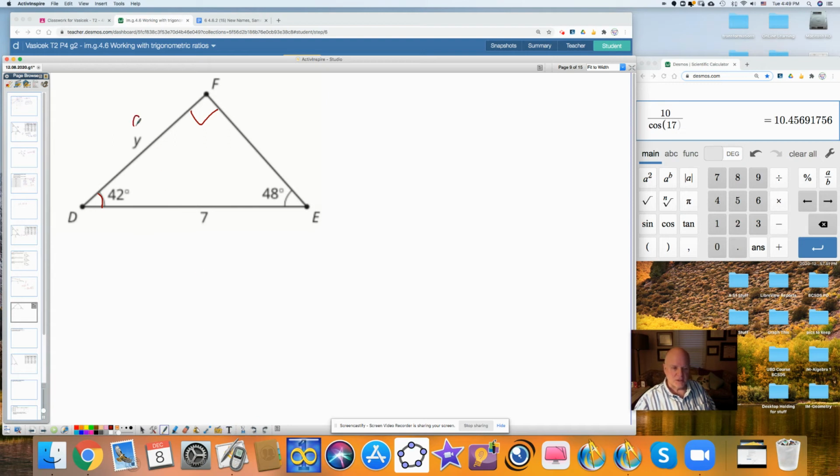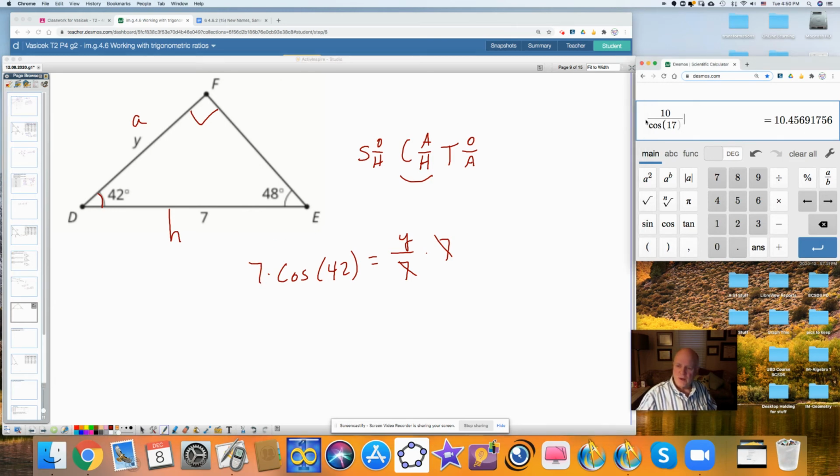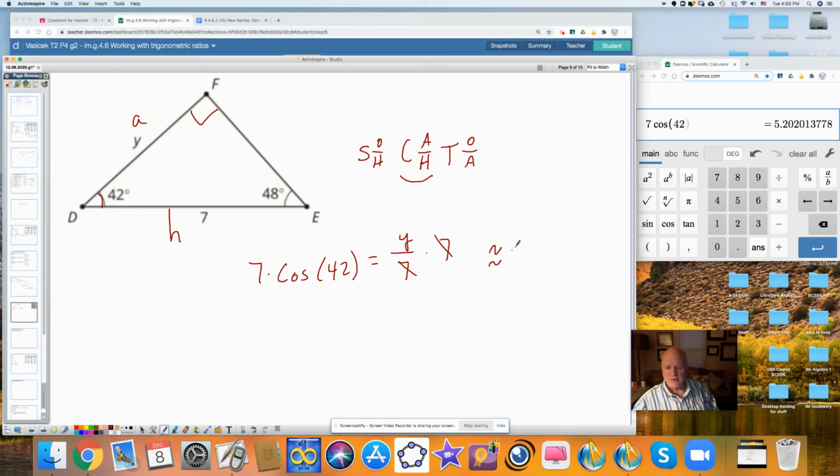So this is my adjacent. This is my hypotenuse. So I could write, let's see, the adjacent to the hypotenuse. That's not SOH, it's CAH, the adjacent to the hypotenuse. That's why we write this out. So SOHCAHTOA helps us as a memory aid to remember which trigonometric ratio to use. The cosine of 42 is equal to the adjacent, y, divided by the hypotenuse. So if I multiply both sides by 7, this becomes a 1, and this becomes 7 times cosine of 42. When I multiply that out, 7 cosine of 42, I get approximately 5.2.